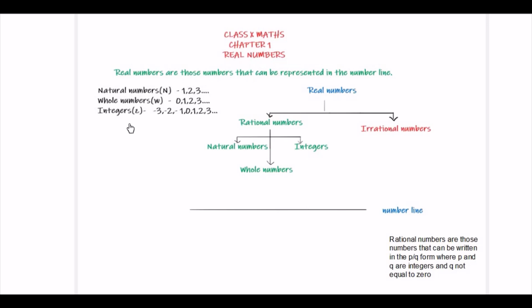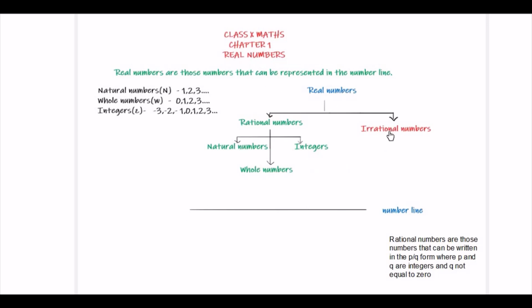So let's just recall what numbers you already know. Natural numbers. Natural numbers are the counting numbers like 1, 2, 3, etc. Next, whole numbers. Whole numbers are natural numbers along with 0. So 0, 1, 2, 3 come under whole numbers. Then you already know integers. Integers are the negative as well as positive numbers. So here negative 3, negative 2, negative 1, 0, 1, 2, 3 come under integers. So all these you are familiar with: natural numbers, whole numbers and integers.